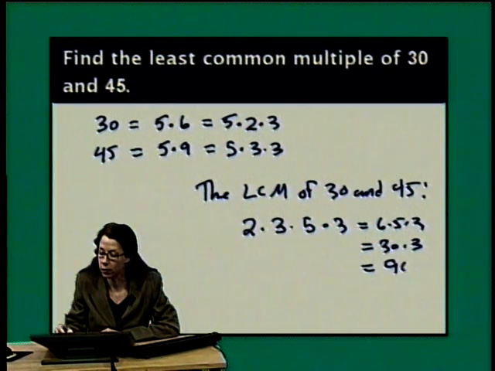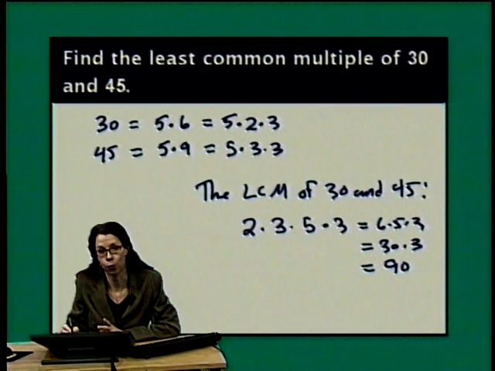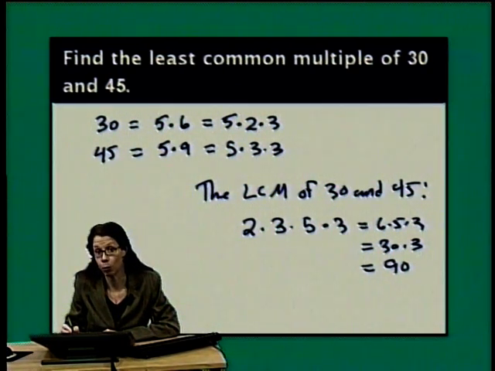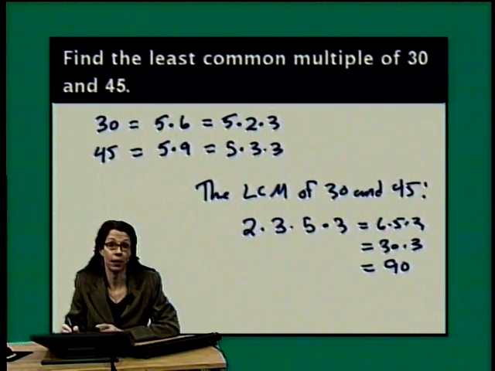30 times 3 is 90. So the least common multiple of 30 and 45 is 90. Now you might be thinking, why do we have to go through so much work? Well, we really don't when we're working with some simple arithmetic. But when we're working with algebraic fractions, which you'll be doing later in algebra, you'll be using these strategies to find least common multiples of something called an algebraic expression.